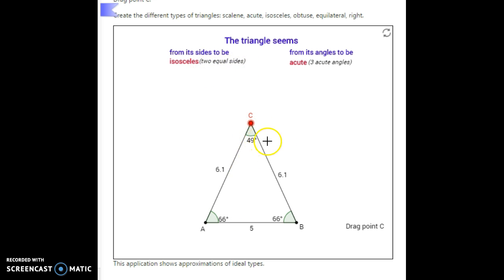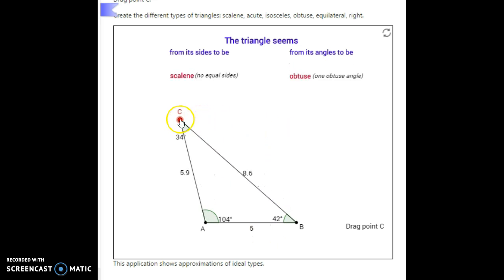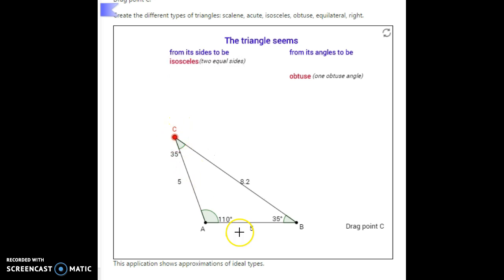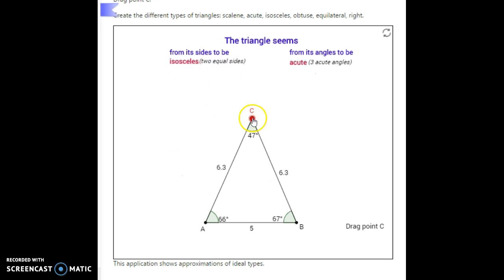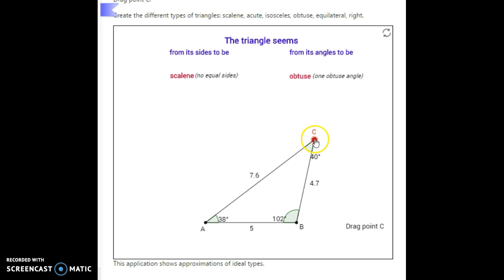So this is also an acute triangle, though, but you can have an obtuse isosceles triangle too, because all that matters is the sides. The angles don't matter when you're classifying a triangle from its sides. And the third and final classification for a triangle is a scalene triangle. Don't worry about the angles, just look at the sides. 5, 4.7, and 7.6, there are no equal sides, so it's a scalene triangle.